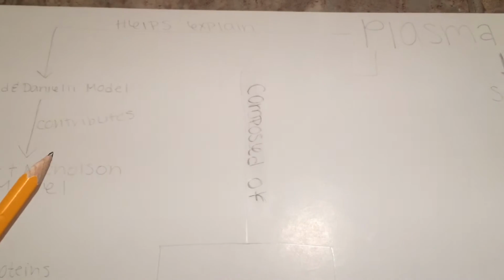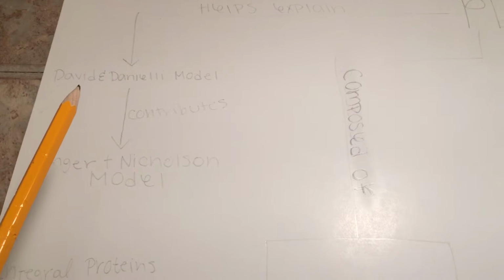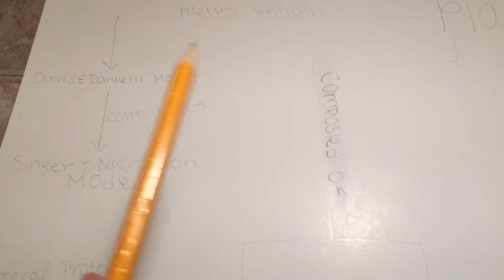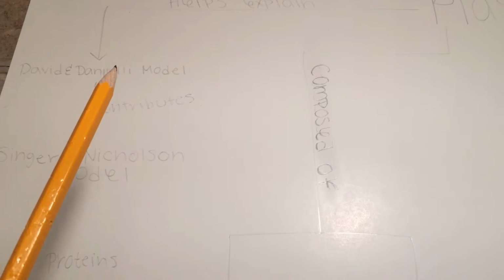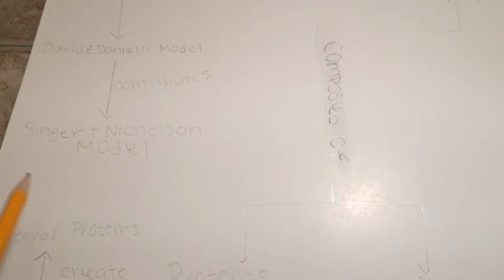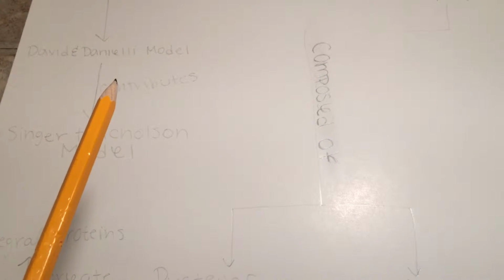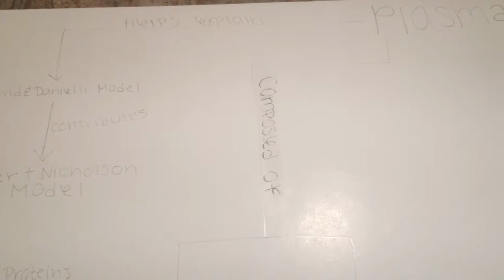Now, coming off to the left side, I did what helps explain the plasma membrane, which is your Davson and Danielli model. I went ahead and put this first just because it did originate first. And when I come down here, I went to the next model, which is your Singer and Nicolson model, which soon came after the Davson and Danielli model. So I went ahead and put those two together.